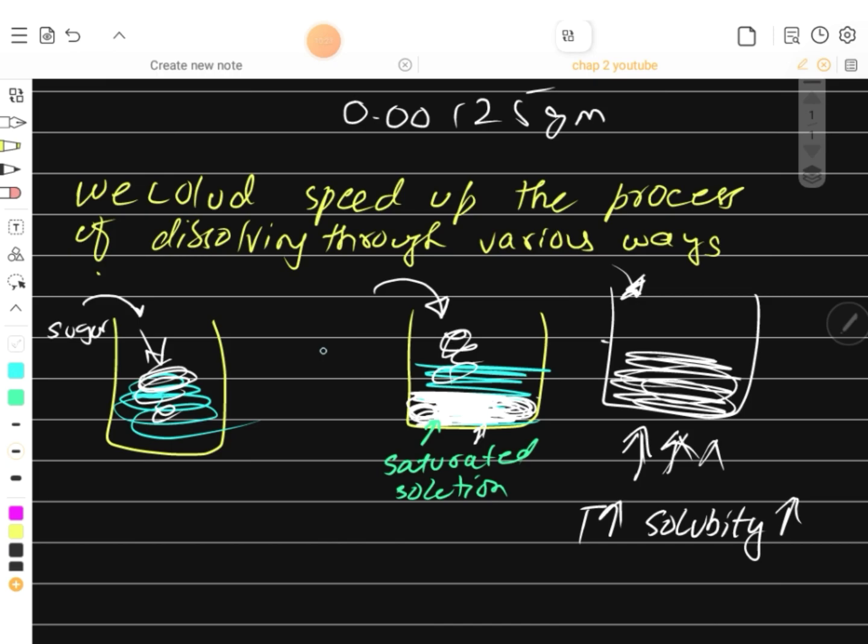In this example, the room temperature was 25 degrees centigrade, and in this other example, we have a temperature of 100 degrees centigrade. As we raised the temperature, the solubility of the substance also increased. Water is the most common solvent. A solution in water is also called an aqueous solution. When you dissolve something in water, it is called a water solution.